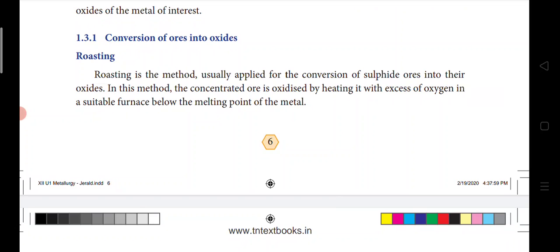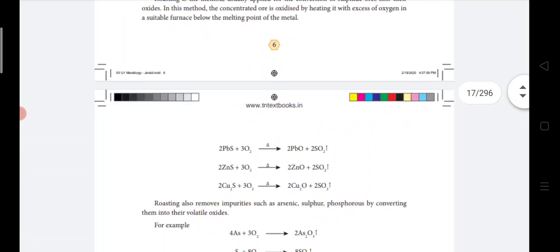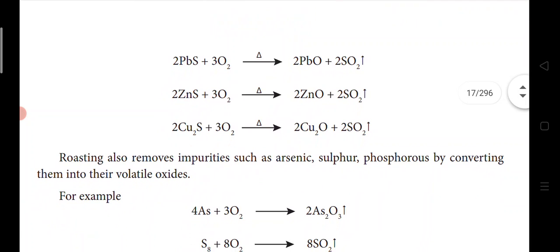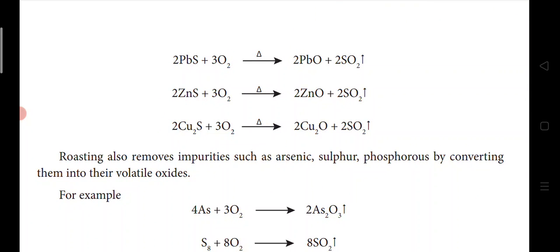We can't get the metal. So we have to choose the melt temperature very carefully, and it should be done in a furnace. If you see here, we have lead sulfide, which is a concentrated ore that will be reacted with oxygen. That is, in the presence of oxygen, which is called roasting, we will get lead oxide. So we are converting it into oxide ores, and sulfur dioxide gas will be evolved.